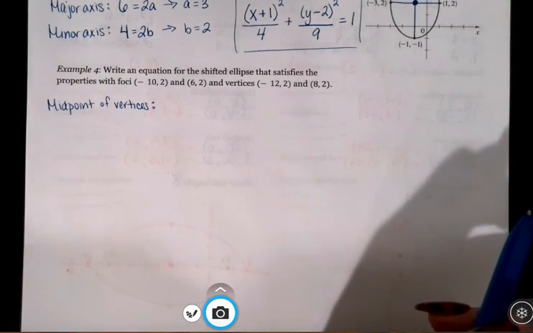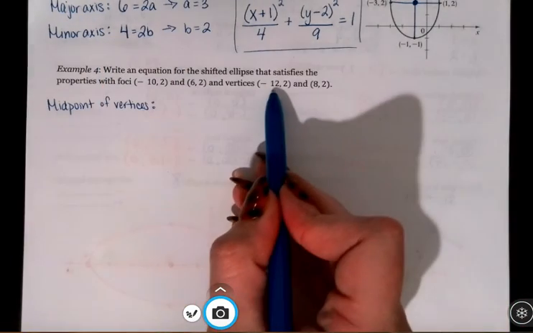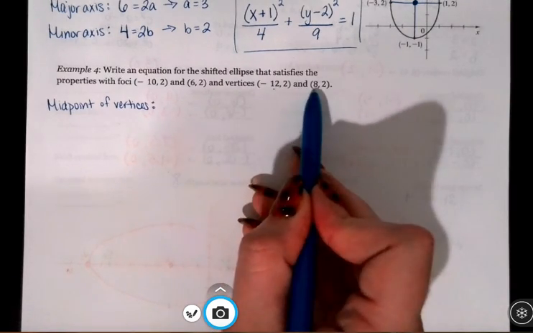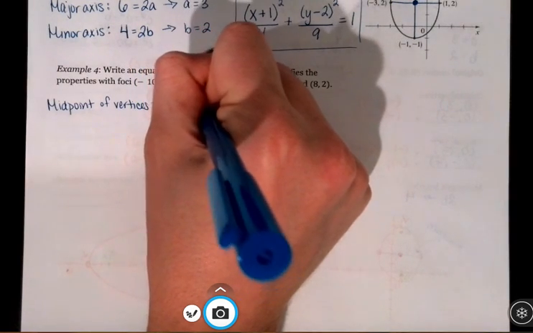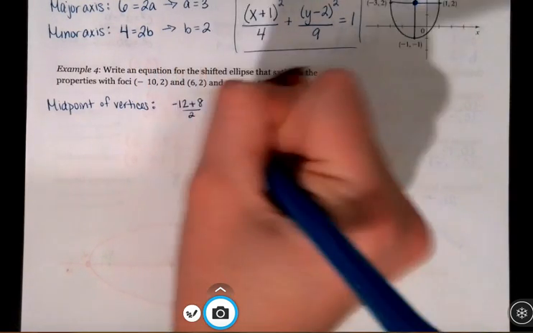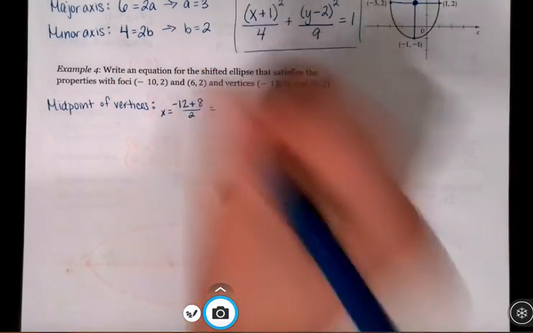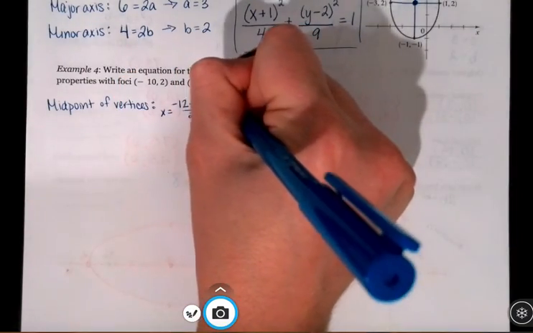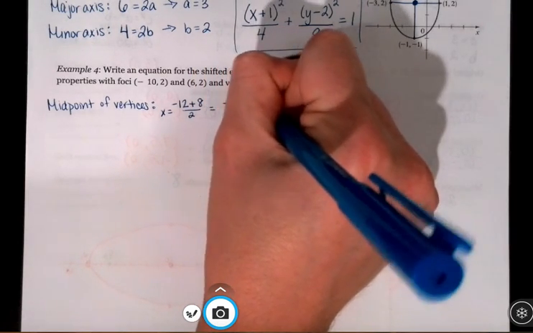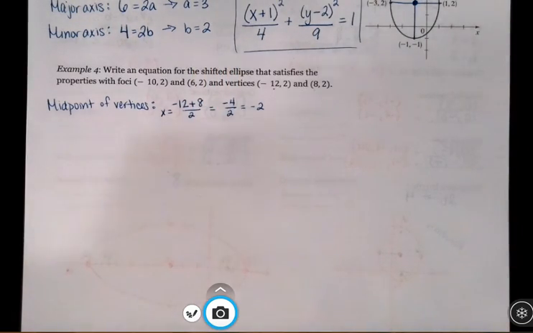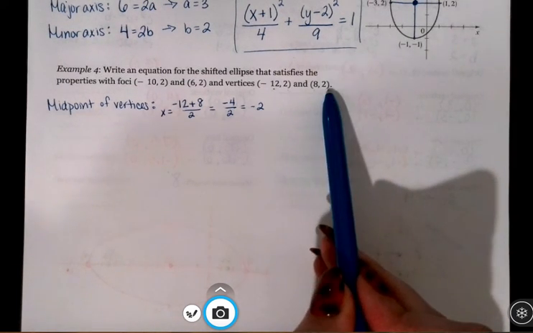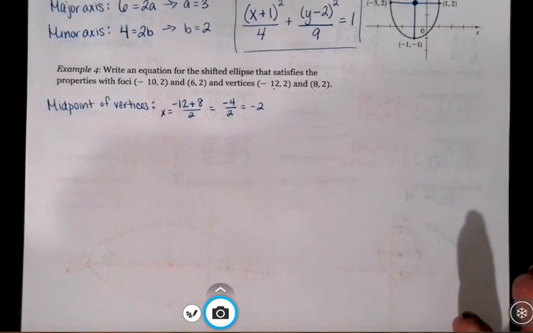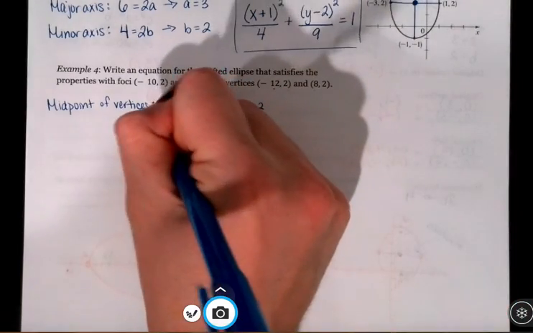So to do that, I need to basically find the average of my x values and the average of my y values. So I'm going to do my x values first, negative 12 plus 8 divided by 2. This is x equals. So that would give me negative 4 over 2, which is negative 2. So I know that the x value of my center is negative 2. I want to find the average of my y values. Well, since they're both 2, the average is still going to be 2. So the y value would be 2.